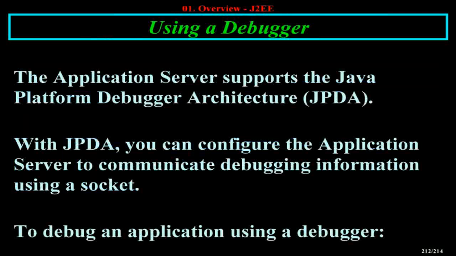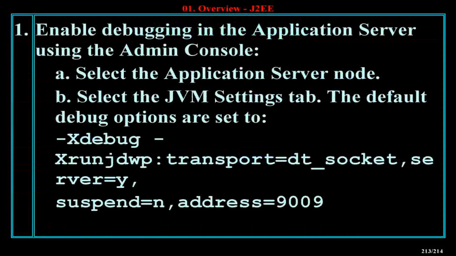Using a debugger. The application server supports the Java Platform Debugger Architecture, JPDA. With JPDA, you can configure the application server to communicate debugging information using a socket. To debug an application using a debugger: 1. Enable debugging in the application server using the admin console. A. Select the application server node. B. Select the JVM Settings tab.